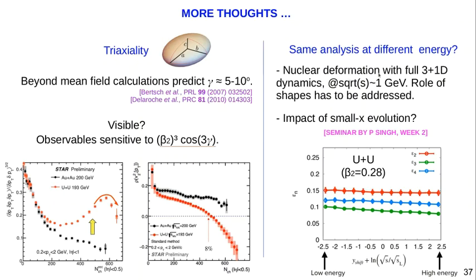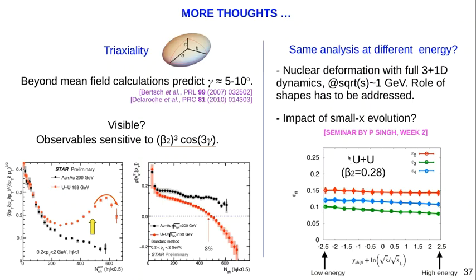For instance, once you go to very low energy, where you have to do different kinds of simulations with the full 3+1D dynamics implemented, it will be good to again look at spherical and very deformed systems to see what the shape does and whether you can consistently understand it with what you know from high energy. I would say small x evolution is something that can be studied, maybe also at the EIC in the future.